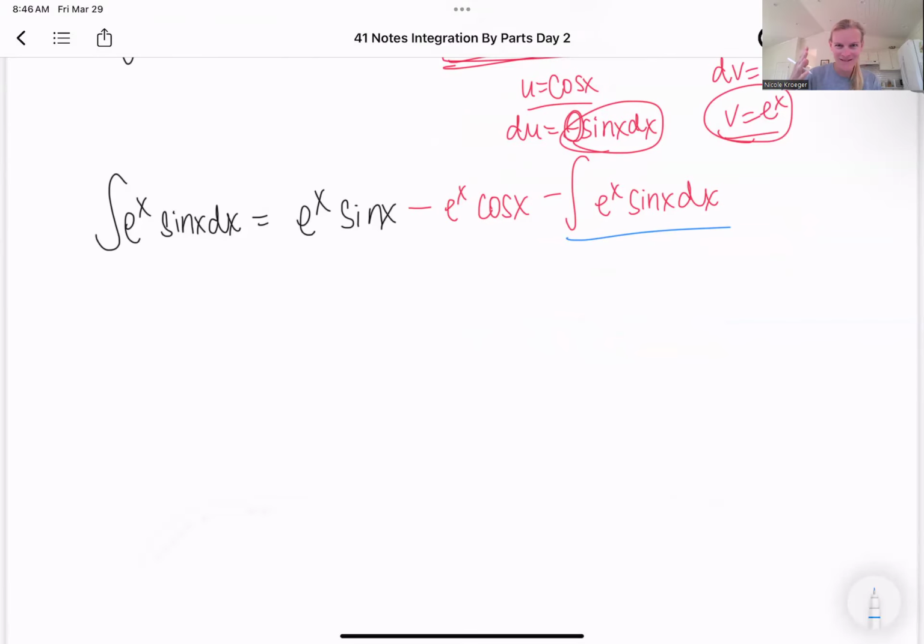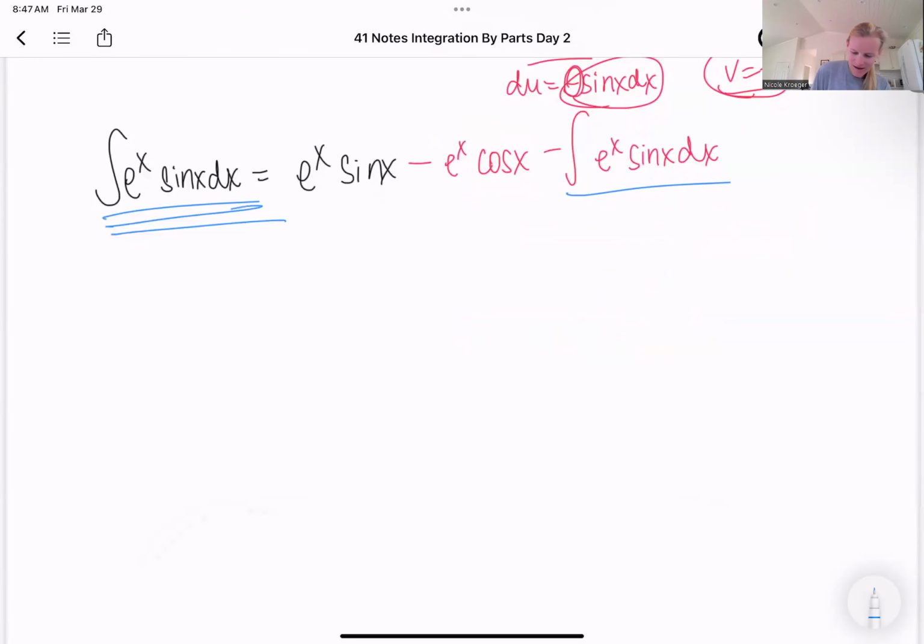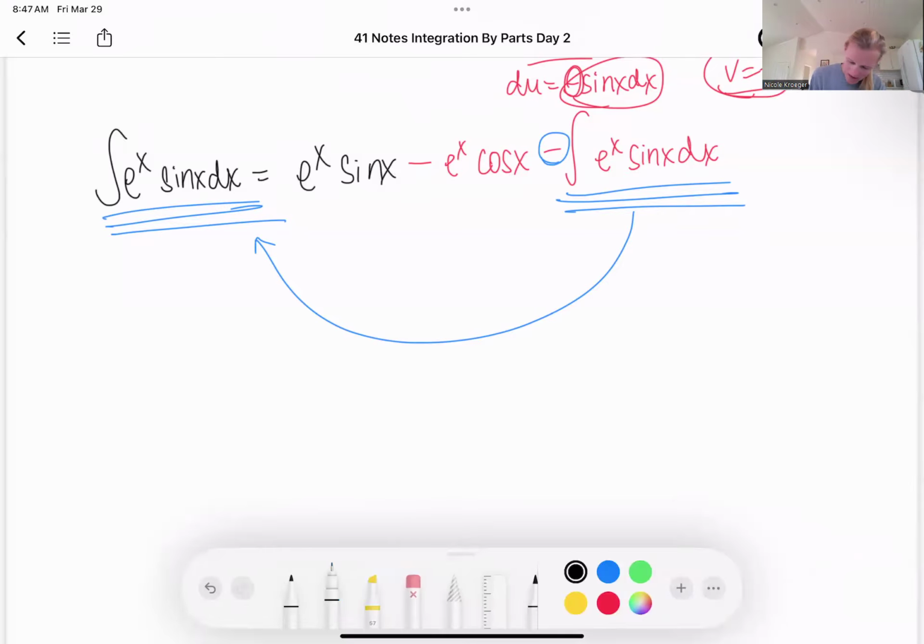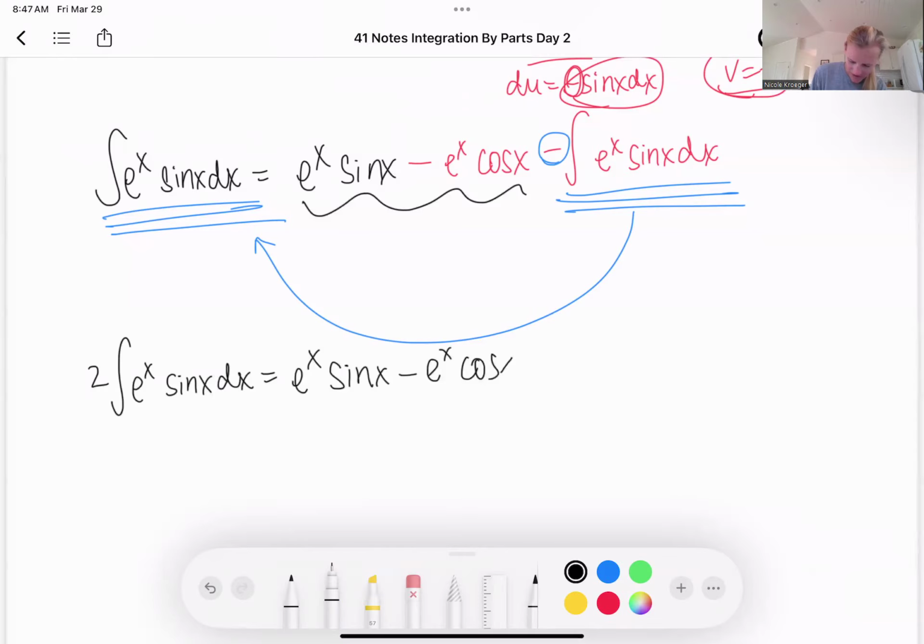Oh no. So we've gotten stuck in a rut. That was the thing we were originally trying to find. So you might say, well, Dr. Krieger, integration by parts doesn't work here. But let me show you what we found. We have the same integral on both sides of the equation. So what I'm going to do is I'm just going to add this integral over to the other side, because it's already being subtracted. So I have two of the same things being added together. So I'm going to have 2 times the integral of e to the x sine of x dx is equal to this stuff: e to the x sine of x minus e to the x cosine of x.